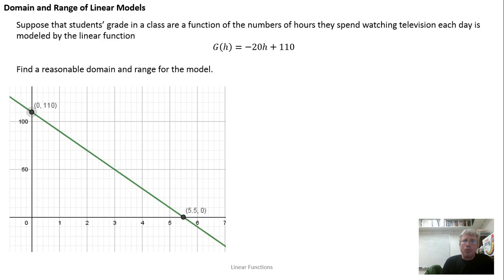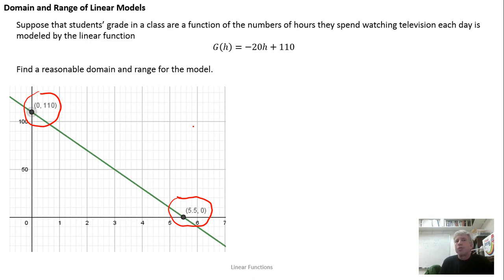What you want to do first, if you're trying to determine domain and range of a linear model, is you want to look at the intercepts of the model, because sometimes the intercepts can be very useful in determining the domain and range of the model. So first you want to find and then interpret the intercepts and see if they are giving you useful information about the model's domain and range.